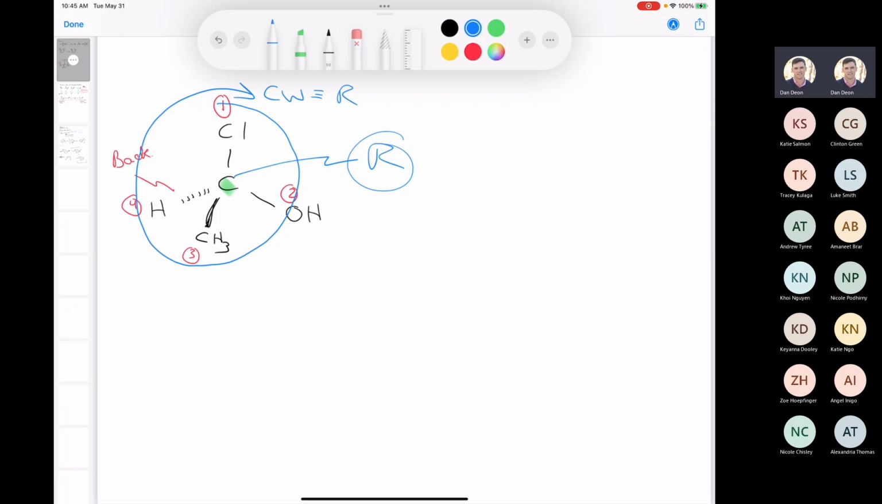Now, remember I put that little asterisk next to rule number 2? The rule is this. If you have your lowest priority group facing towards you, so let me redraw this molecule like this. So let's say I had the lowest priority group coming towards me like this. Like let's say I have the hydrogen here, and then I have the methyl in the back. If the lowest priority group is coming in the front, then what you do is the same exercise, but after you've designated the stereochemistry, you reverse it. So if it's R, it becomes S. If it's S, it becomes R.